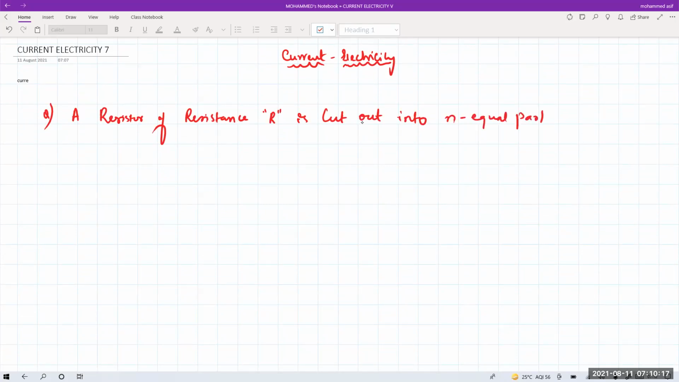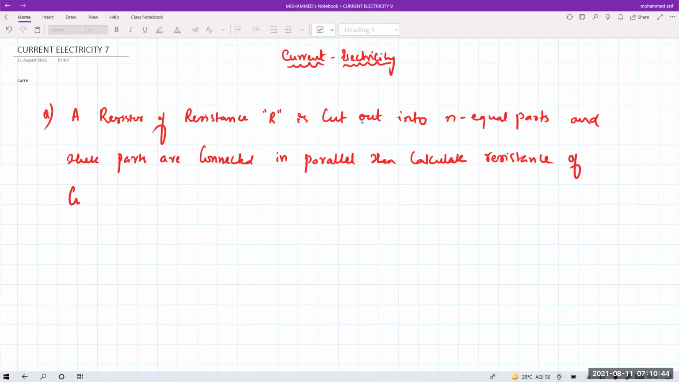See this question better. Can anyone try to do it out? A resistor of resistance capital R is cut out into n equal parts, and these parts are connected in parallel. Then calculate the resistance of the combination.